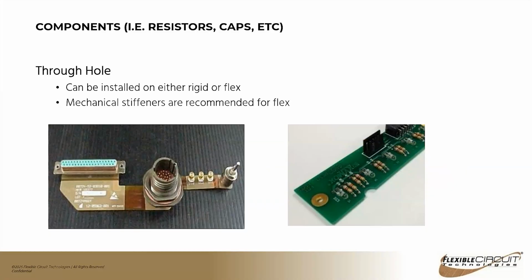Through-hole components. I would say this is generally a dying technology. We're just not seeing a lot of through-hole components anymore, and I'm talking your traditional resistors or capacitors. More and more of these have just moved to surface mount. Surface mount is cheap and much easier to assemble. You don't have to worry about forming leads and inserting them into a circuit and then soldering them. The machine just pick and places them with surface mount. When you're using these, mechanical stiffeners are definitely recommended for flexible circuits.